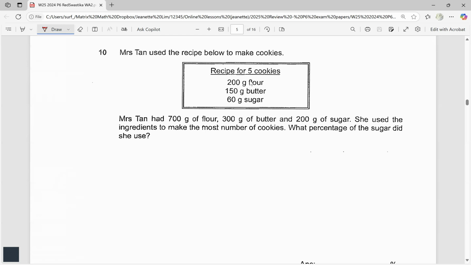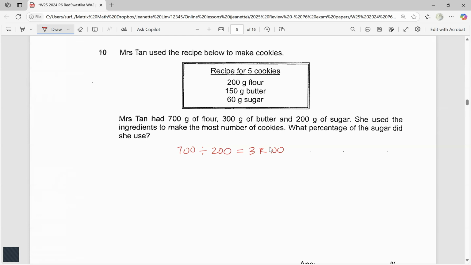For flour, you have 700 grams. Every group will have 200 grams of flour, so you divide by 200. Now you should get 3 remainder 100. How do you get remainder 100? The maximum you can get is 3 of 200. So 3 times 200 is 600. You should have a leftover of 100 from 700. So that's how we get a remainder.